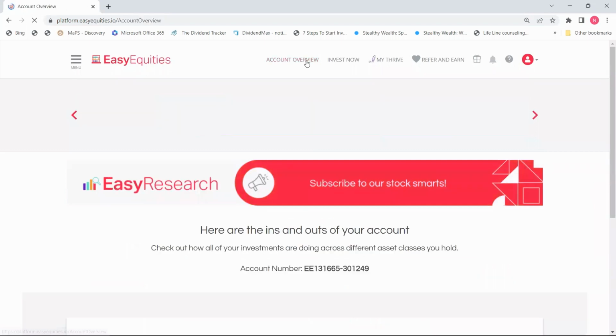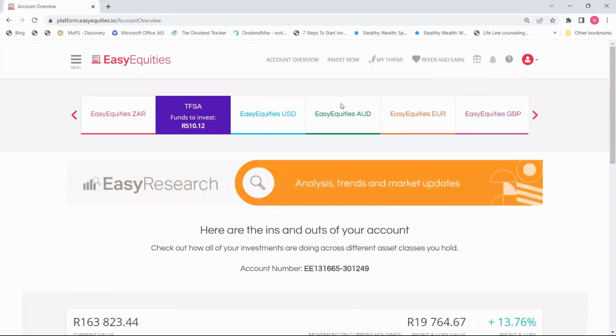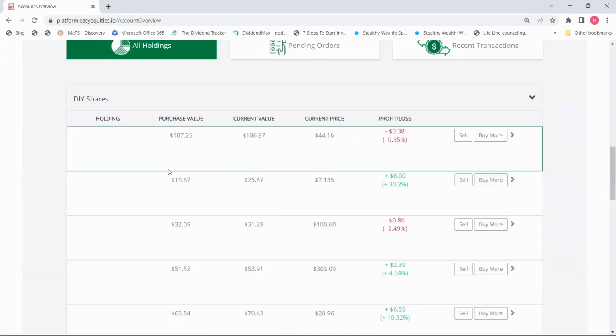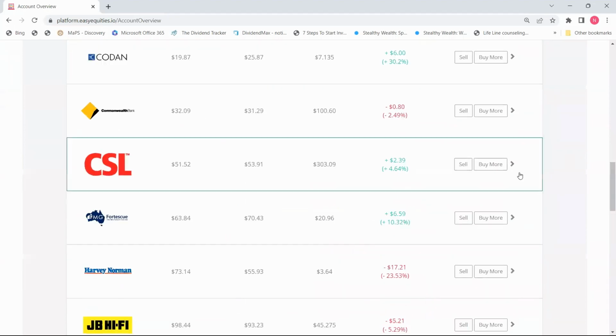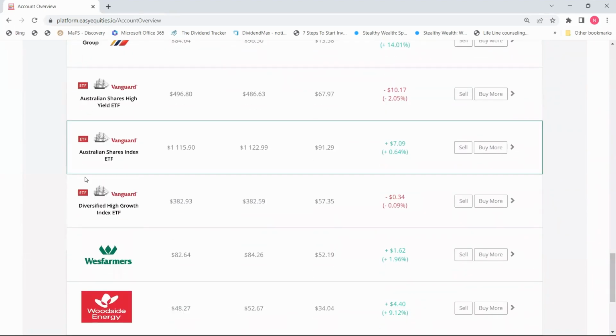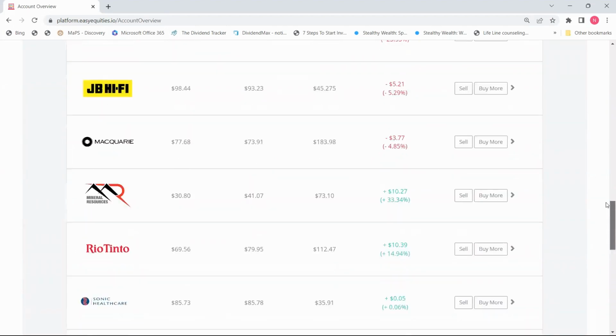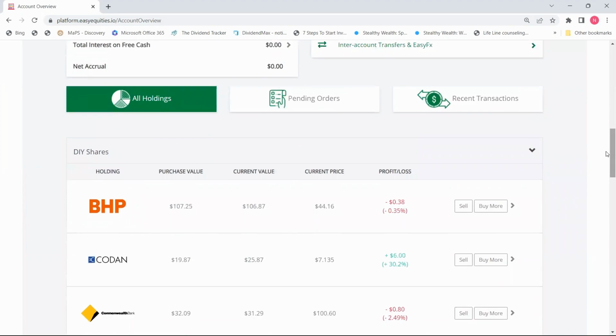Now let's go to my Australian account to build the table. Let's click on all holdings. Here there's a mixture. So here are the stocks, and these three, the Vanguards, those are my ETFs. So I'm going to build my table starting from the top, which is BHP.